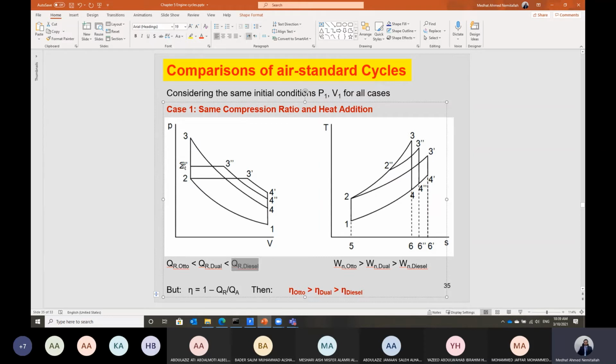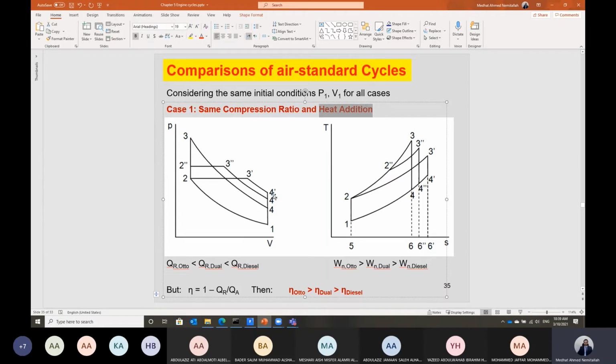to 2 double prime and the other part under constant pressure to point 3 double prime, and then we have isentropic expansion. So the dual cycle will be in between. In all of the performance, the dual cycle will be in between diesel and Otto cycle. Here if you look at, we have the same compression ratio. We have the same heat addition. So the same heat added for the combustion process.